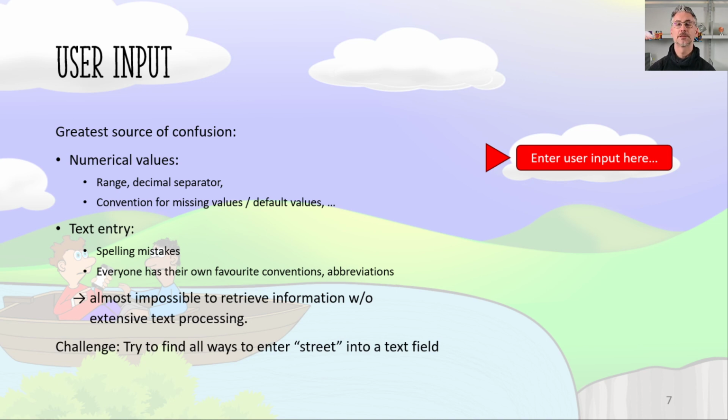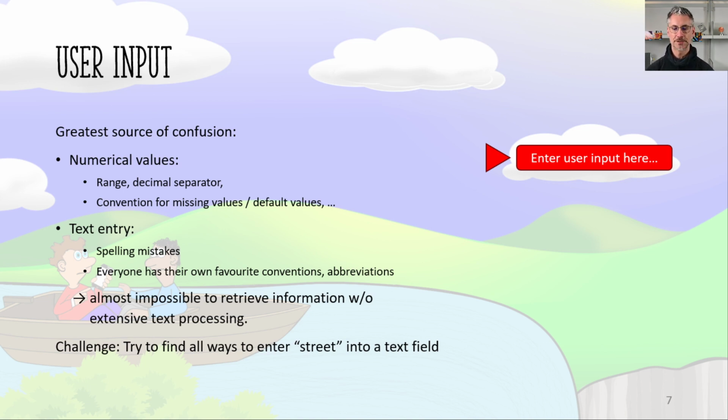User input typically is the greatest source for any confusion. So as a rule of thumb, we want to avoid users entering data into systems. If they enter a numerical value, then we may have a different range, or the comma versus dot separator in different countries. We have a convention for missing values and so on. Text entry is even worse. We have lots of spelling mistakes or different abbreviations. Everyone has their own favorite convention to write something and so on. So it's almost impossible to retrieve meaningful information without extensive pre-processing.